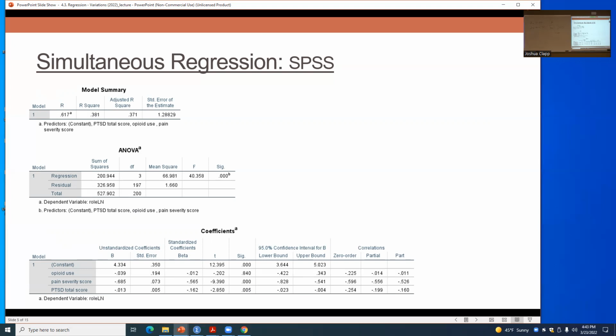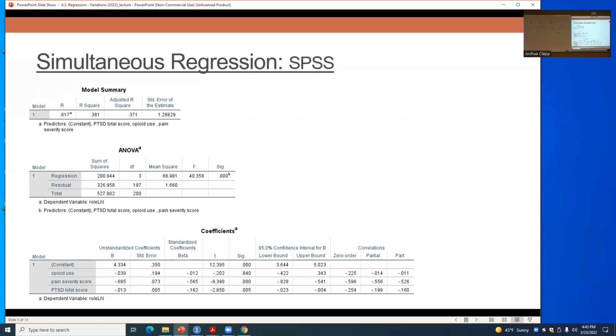Yep, pain severity is going to be a predictor, right? What else? And PTSD total. What about opiate use? No, it's not, right? Now opiate use might be associated with role functioning in the bivariate case, but once we account for pain severity and PTSD, it doesn't look like it has a unique contribution.